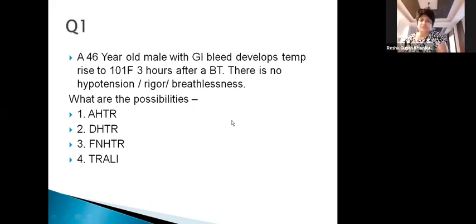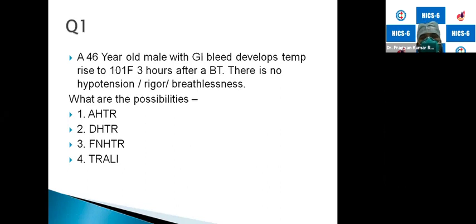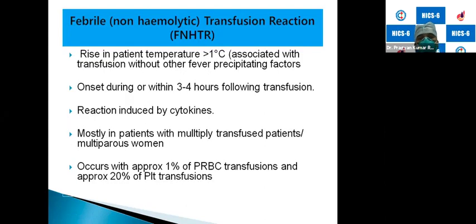Okay, fine. So coming to question number 1. A female with a GI bleed, the commonest indication for which we give blood in an ICU. After 3 hours, the patient develops a rise in temperature, but most importantly, there is no hypertension, no rigor, no breathlessness, no breathing difficulty. So here we are encountering only a rise in temperature of roughly 2 degrees Fahrenheit following 3 hours of blood transfusion. So the commonest is febrile non-hemolytic transfusion reaction.